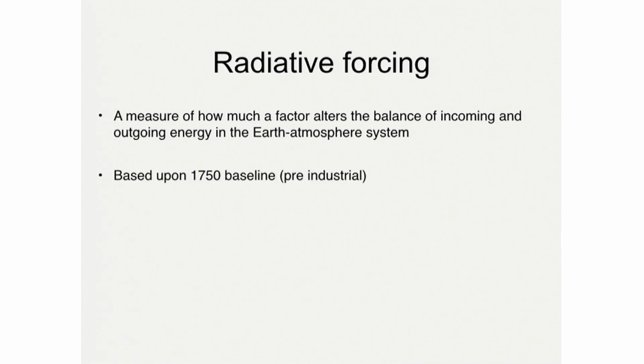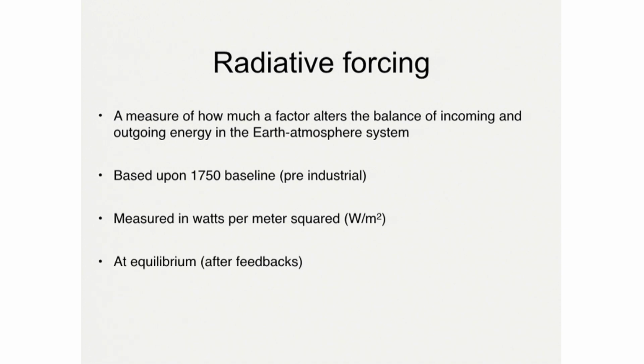They're based upon the 1750 baseline, so you have to set a 0 point for radiative forcing because you're essentially saying, does something affect the balance? And you have to set a 0 point, so it's relatively arbitrarily chosen at 1750, which is clearly pre-industrial. They're measured, as we mentioned, in watts per meter squared. And importantly, at equilibrium. So not everything that changes the radiation, the heat balance of the planet happens instantaneously.